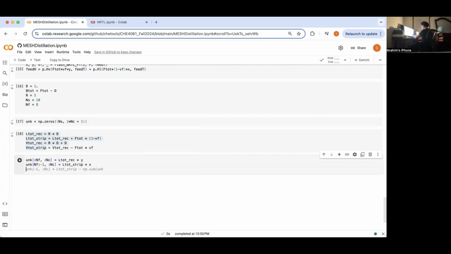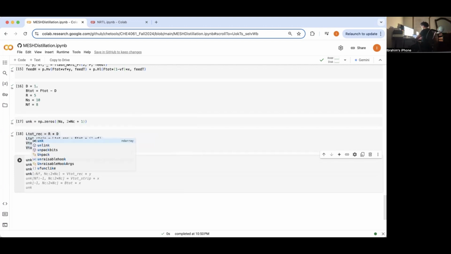For our next unknown, we're moving on to our vapors. This one starts with our -1, then a semicolon, and then our number of components. This again will be for our bottoms total. Yes, this one will be for our bottoms total times our liquid composition. Now we're going to move on to our vapors.